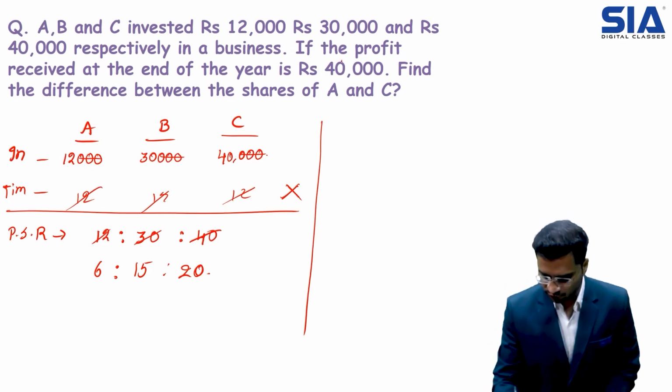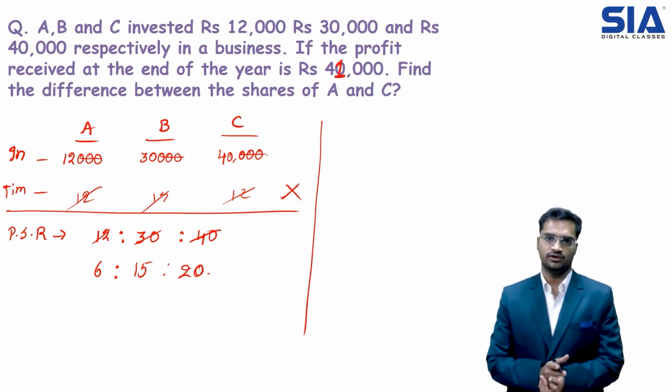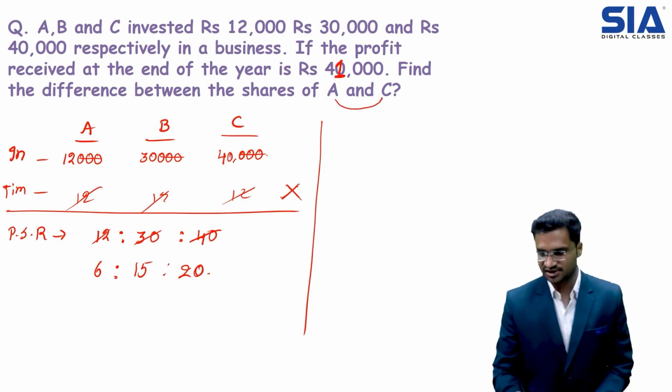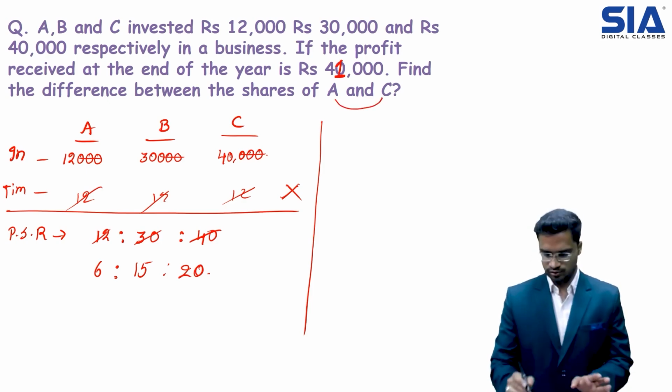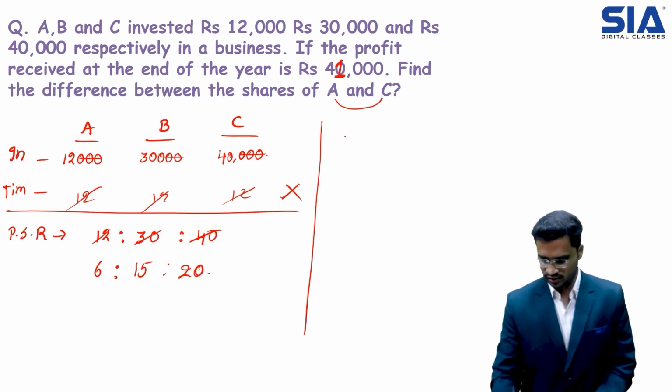Let us take this as 41,000. So they have received a profit of 41,000. If they have received a profit of 41,000, then we have to find the difference between the shares of A and C. So our total ratio is how much? 15 plus 6 is 21. 21 plus 20 is 41. So we are getting 41 ratios.